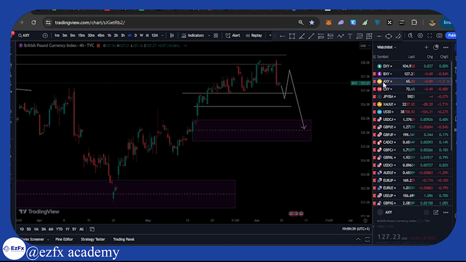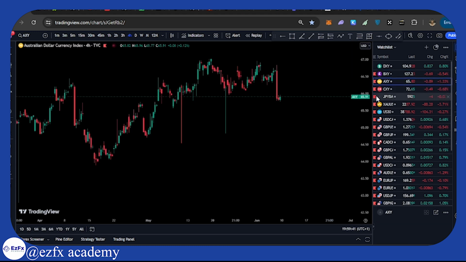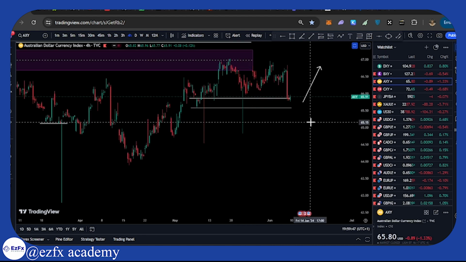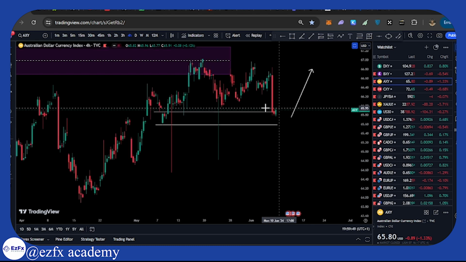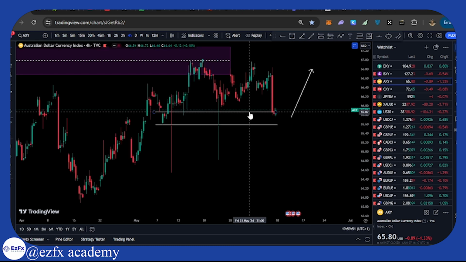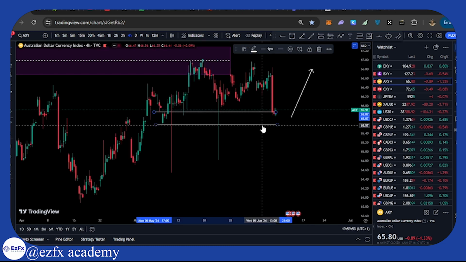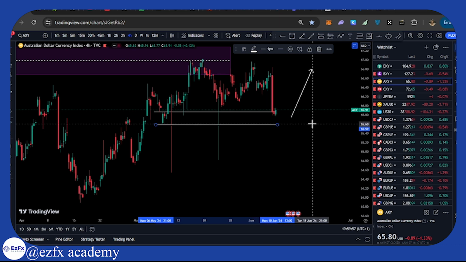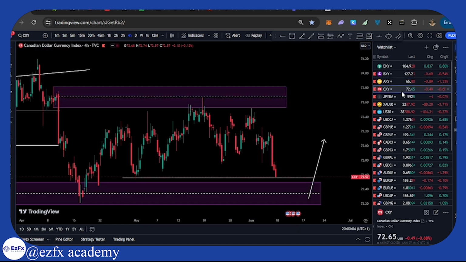Next up, let's look at AXY, the Australian dollar currency index, and similar to what we just saw on BXY, I'll also be expecting a correctional move towards the upside, a buy. I've given this range, it is between 65.87 and 65.59. So I'm watching out for that to happen also on AXY. You notice that these are quite straightforward ideas, or quite straightforward analysis based on what we saw price doing during the course of last week.